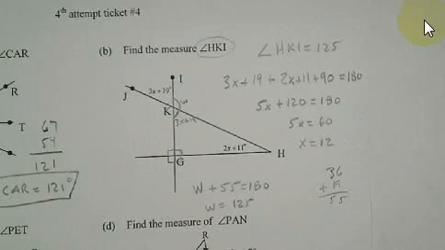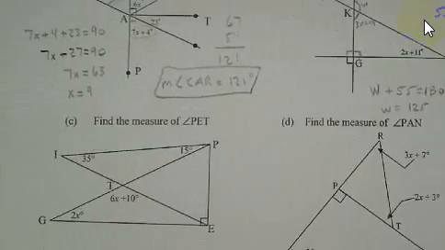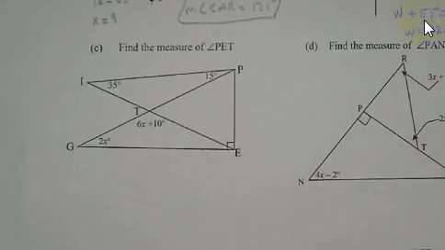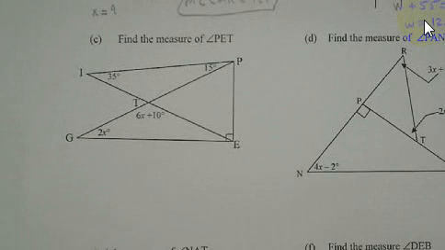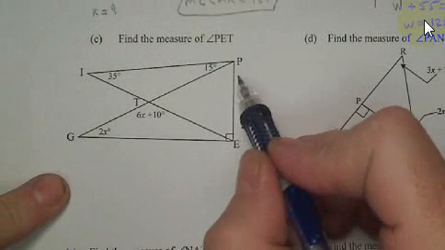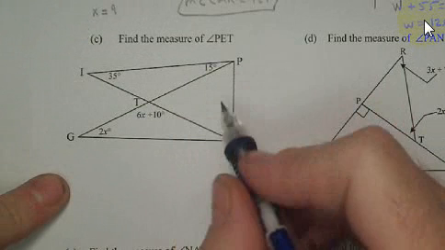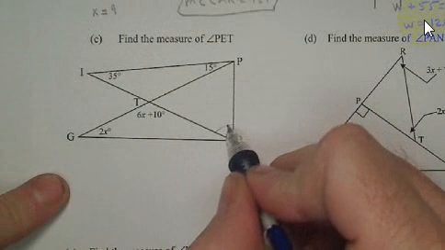Let's go ahead and do one more. Looks like we have time. Let's do C. Find the measure of angle PET. Where is PET? P to E to T. So we're going to end up trying to find this angle down here in this corner here.